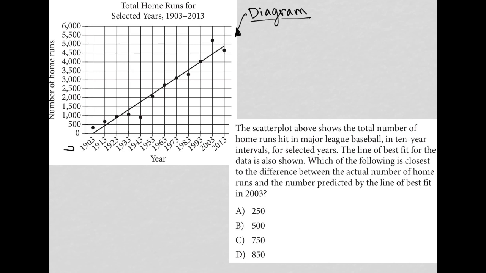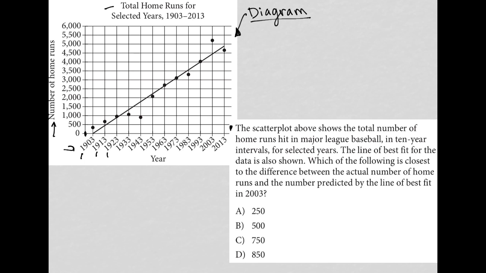The x-axis is years. Looks like we started in 1903, or maybe this is, so we're going by 10-year increments. So this here, although it doesn't really matter, would be 1893. And then the y-axis, we have number of home runs. Okay, so total home runs for selected years, 1903 to 2013.